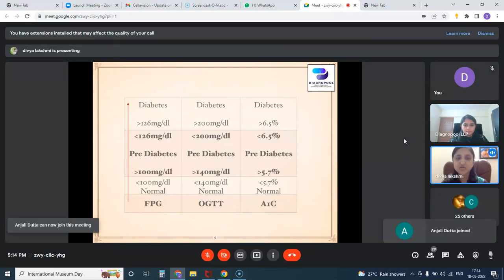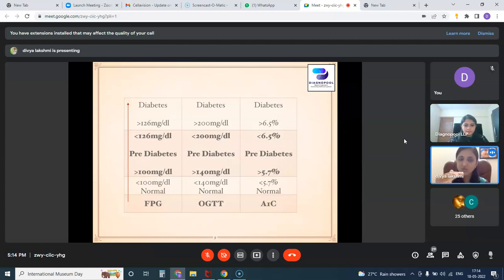So when we check the blood sugar in the fasting state, if it is less than 100, it's normal. If it is more than 126 in the fasting state, it is diabetes. If it comes between 100 and 126, it is called pre-diabetes.